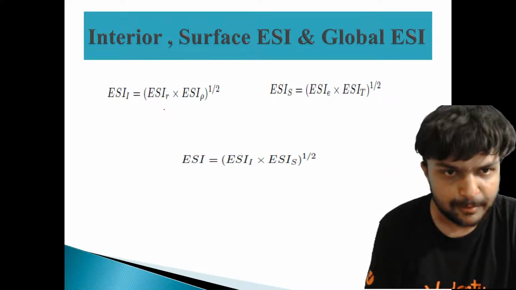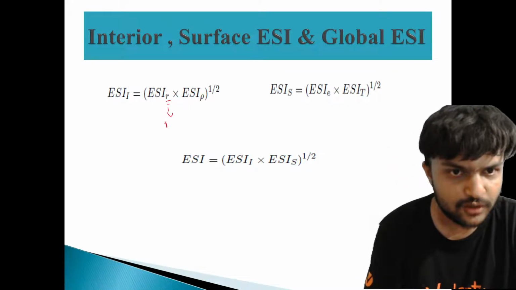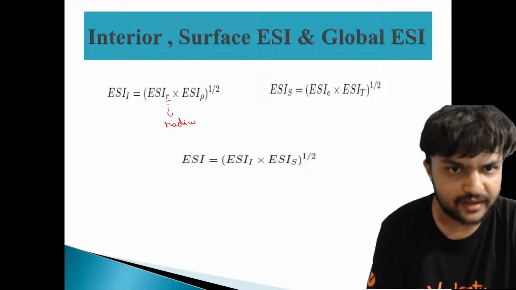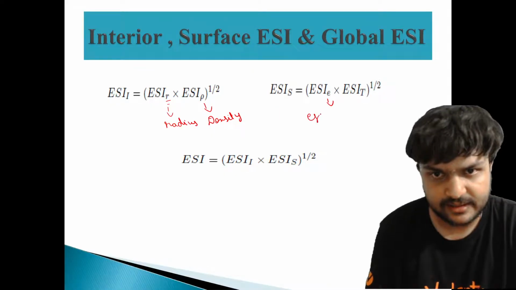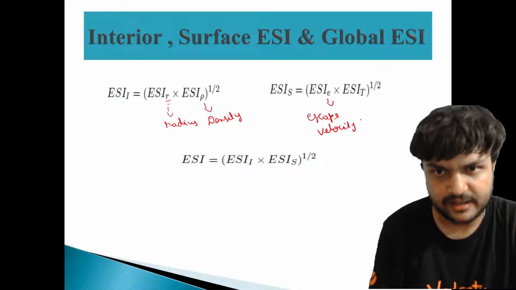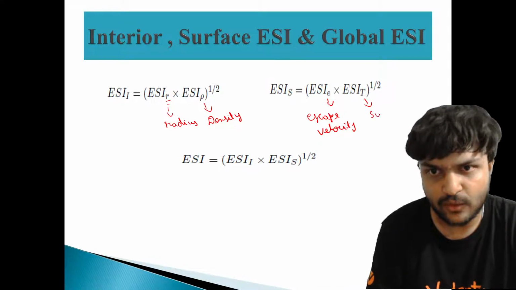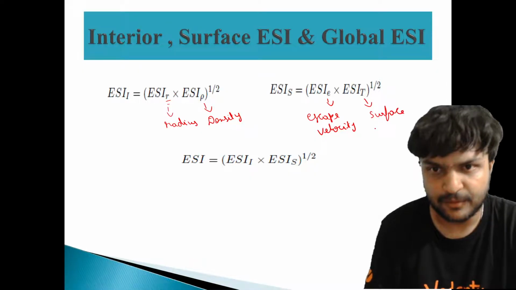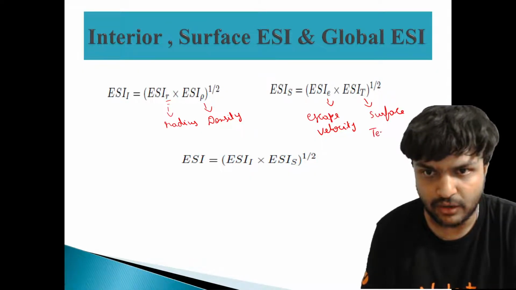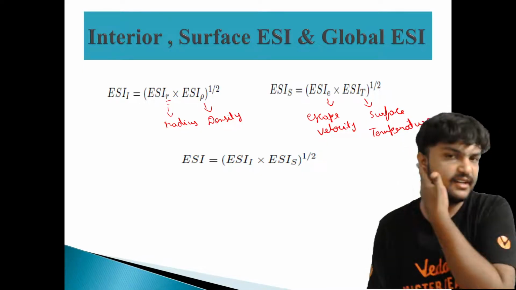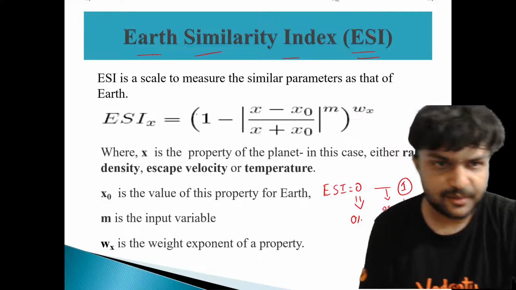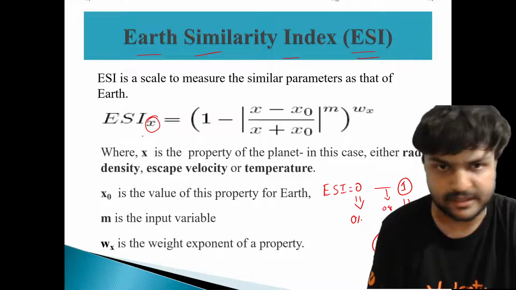Now these parameters, what we look at for finding twin Earth, are radius, density, escape velocity, and surface temperature. So these are the 4 parameters of which we take the geometrical mean to find the similarity of exoplanets. And what we are doing is, let us say X is some exoplanet.